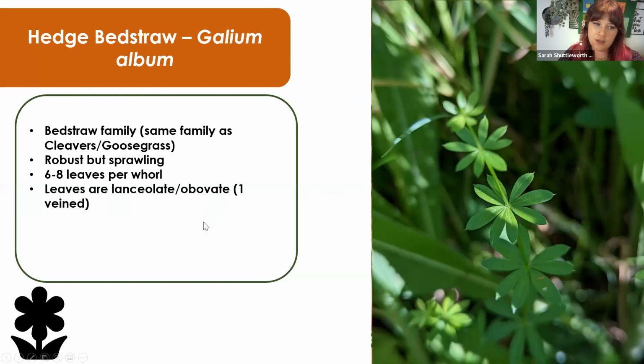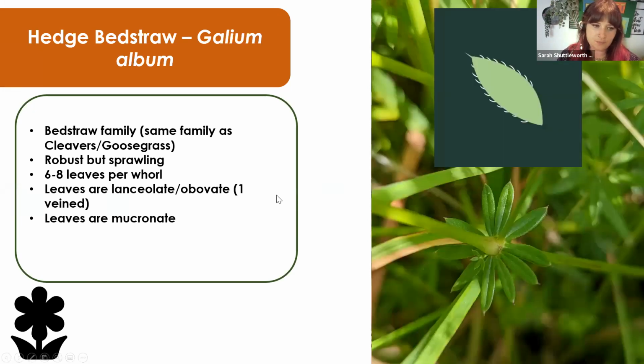The leaves themselves are lanceolate or obovate, so it just means they have a general narrowed shape to them, but also rounded. And you can see they are one veined, unlike the crosswort, which had those 3 veins on it. The leaves are said to be mucronate. Now, if you've not come across this terminology before, it refers to this bristle tip to the end of the leaf. Things like black medic are mucronate, and it can distinguish it from lesser trefoil. So just these little features can be quite useful.